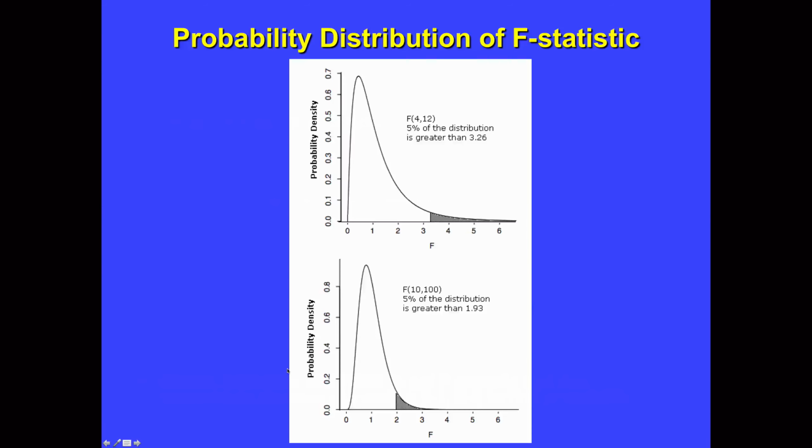This is a quick reminder of what an F distribution looks like. I'm showing 2 different examples here, one with degrees of freedom 4 and 12. In this example, you would need an F statistic of 3.26 or greater to reject the null hypothesis with an alpha of 0.05 or 5% type 1 error. And in the second example, this is an F distribution with degrees of freedom 10 and 100. In that scenario, you'd need an F statistic of 1.93 or greater to reject the null hypothesis. Again, the null hypothesis is simply that all group means are equal.